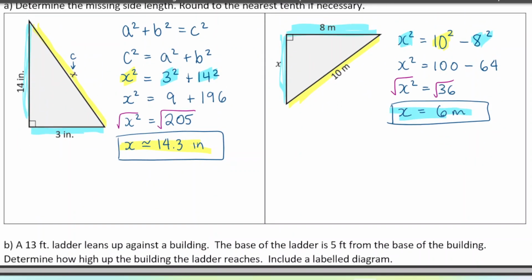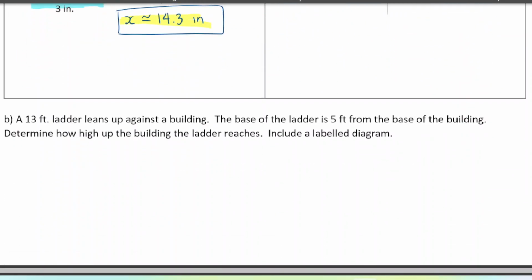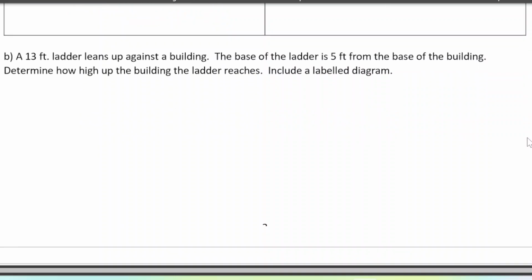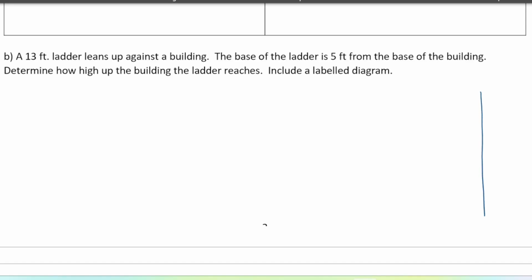Okay, let's do a word problem. A 13-foot ladder leans up against a building. The base of the ladder is 5 feet from the base of the building. Determine how high up the building the ladder reaches. Okay, so for these, here's a building. You should include a nice labeled diagram, and I'll show you what I mean by nice. So we have a ladder leaning against the building. And the ladder is 13 feet long.